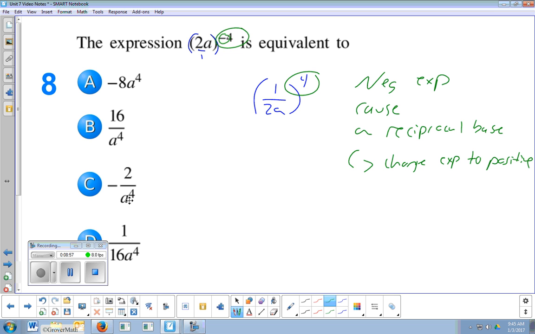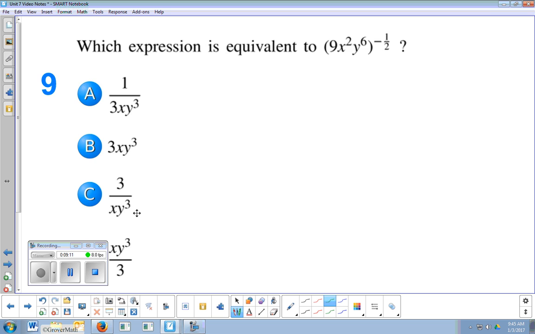All right. So this was 1 over 2a to the fourth, and then 1 to the fourth is just 1. Don't forget this whole thing's being raised to the fourth. So 2 to the fourth is 16, and a to the fourth is just a to the fourth, so choice D.